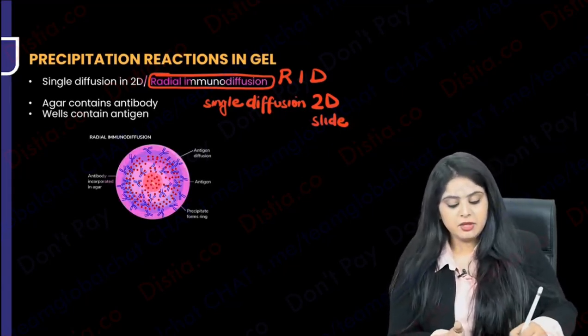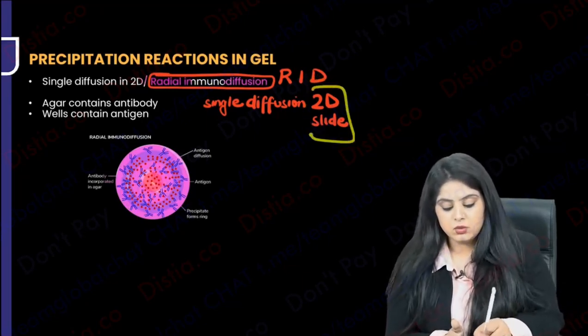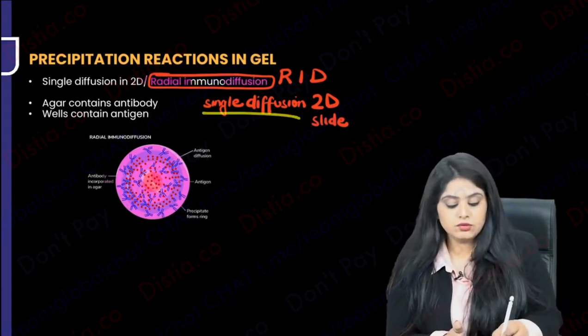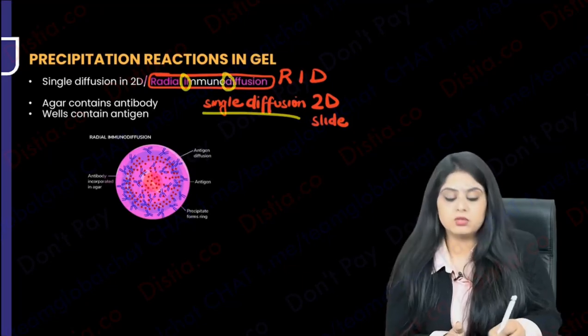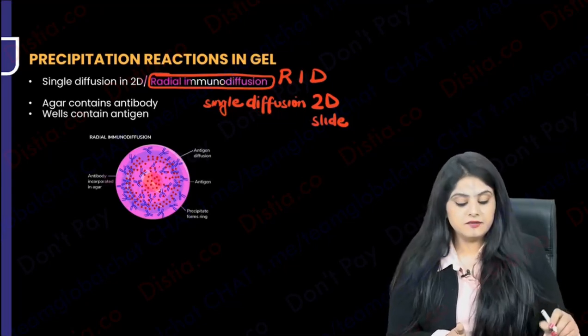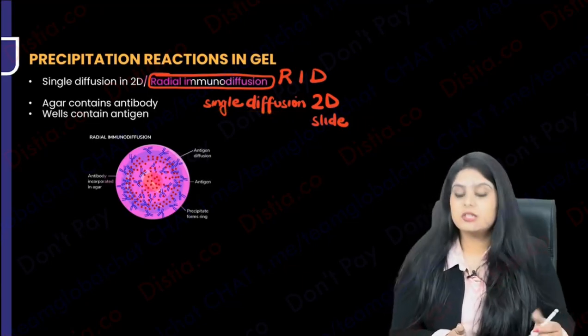And this is happening on a slide, so it has to be two dimension. So now you know, okay, two dimension is slide. You just wanted to know single diffusion or double diffusion. So you'll say, okay, in radial immunodiffusion the one diffusion word is anyway coming. So it becomes a single diffusion. Means who is going to move? Single diffusion means only the antigen is going to move.